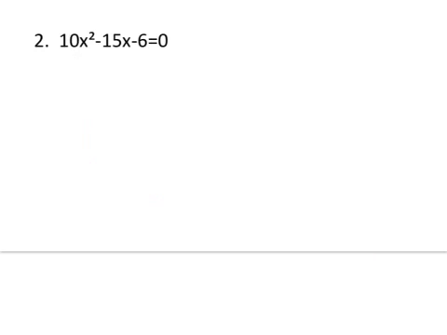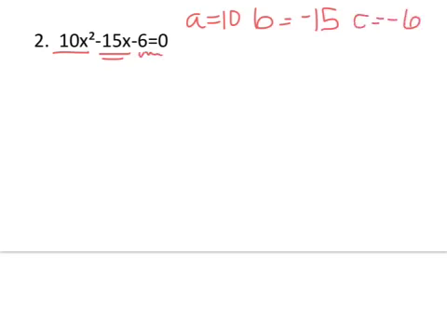Alright, example number 2. Make sure it's set equal to 0, and then make sure it's in descending order, and that's true for both of these cases. So a would be 10, b would be negative 15, and c would be negative 6.